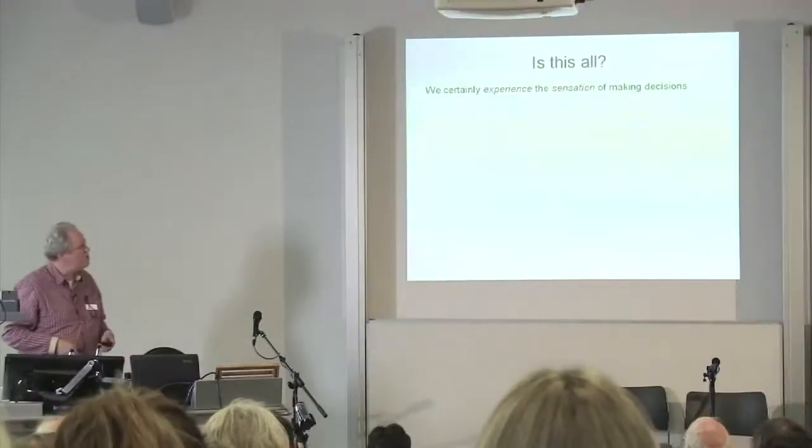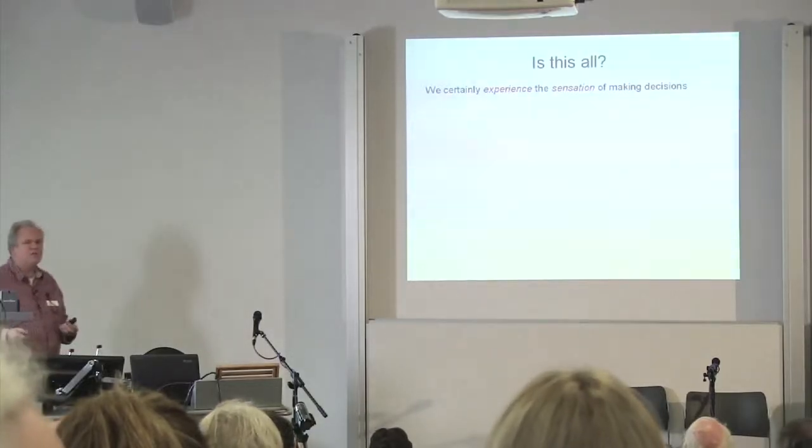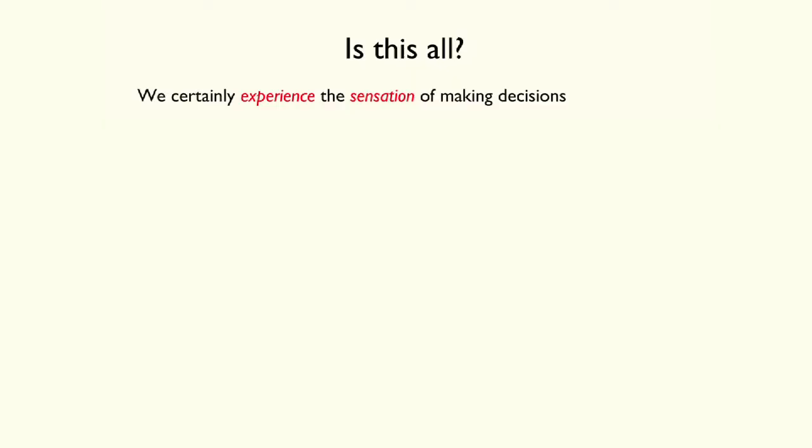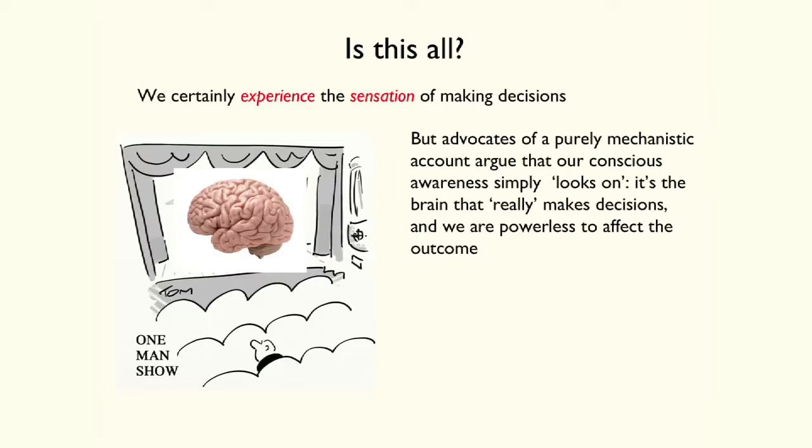So starting off, we know that there is this subjective experience or sensation that we make the decisions. We're sure of that. We're convinced of that. There's this subjective qualia of consciousness that tells us we are making the decisions. Well, the advocates of the purely mechanistic account are prepared to acknowledge the existence of the conscious experience, but they would say all that's happening is that we're watching the brain make the decisions. It's a sort of post hoc, passive, observational thing that happens after the event.